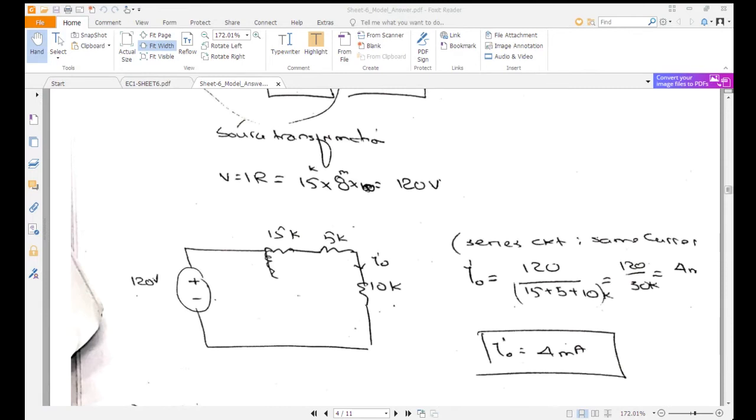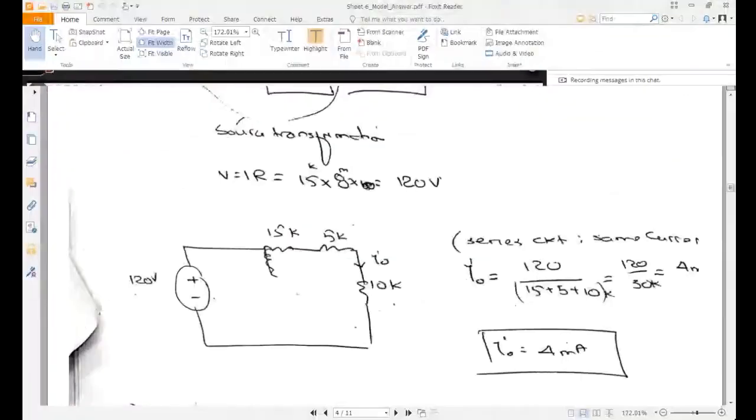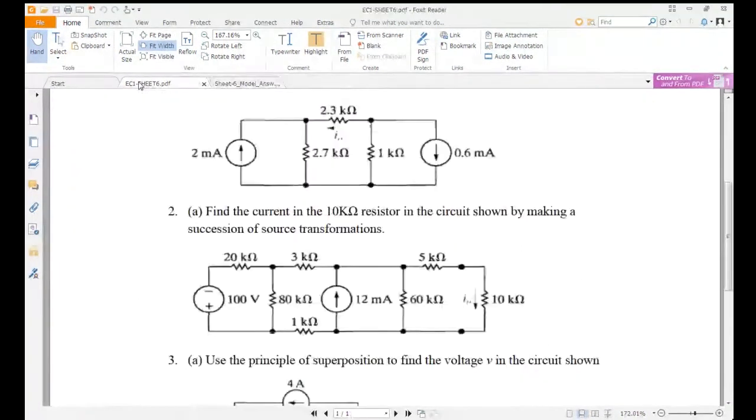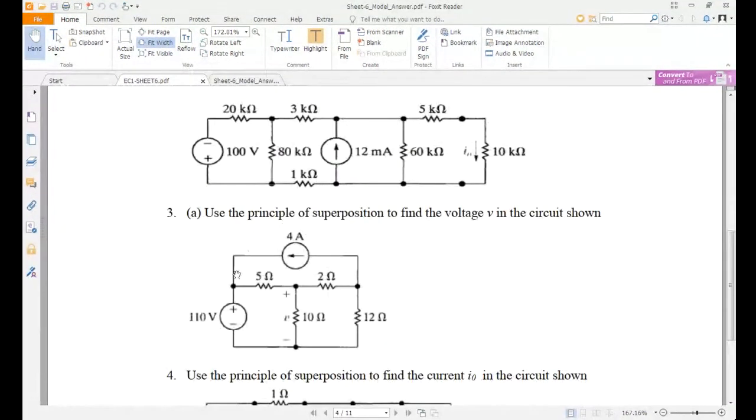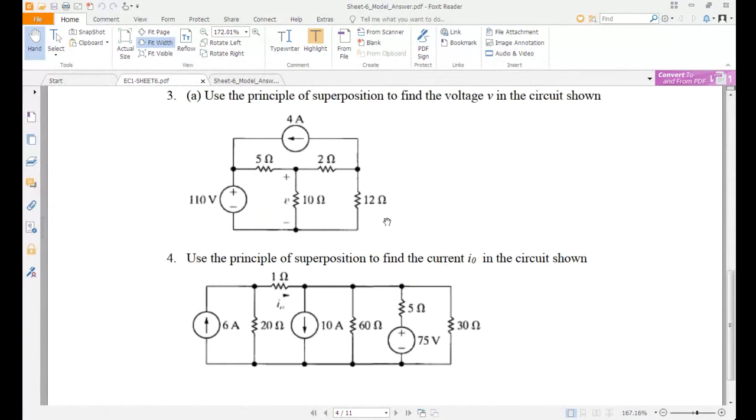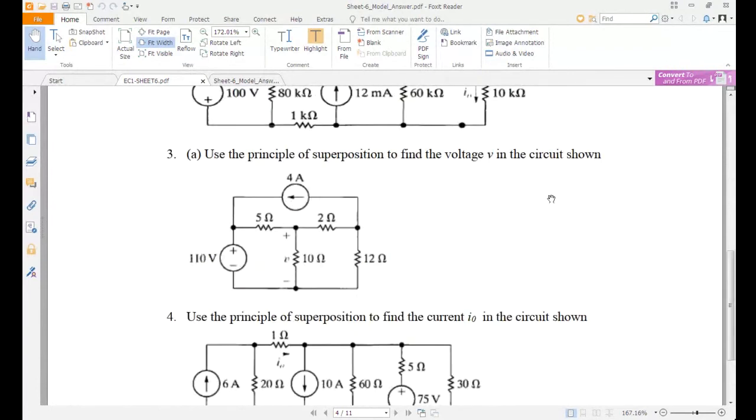Okay, we will go for the next question, the superposition theorem. Sorry, superposition theorem. Source transformation is finished.